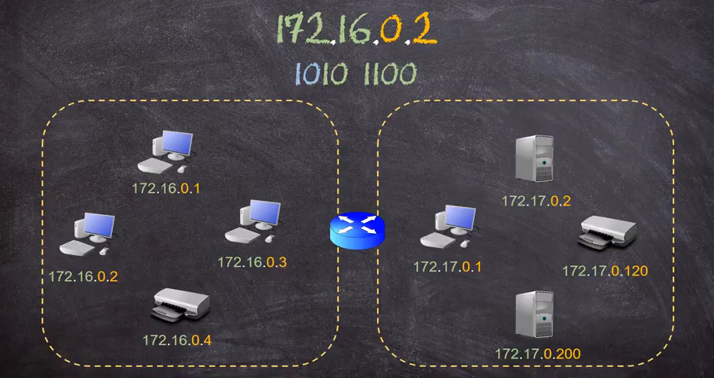It sees that the destination network is 172.16, which is the same as its own. As they're in the same network, it can send traffic directly to the destination.